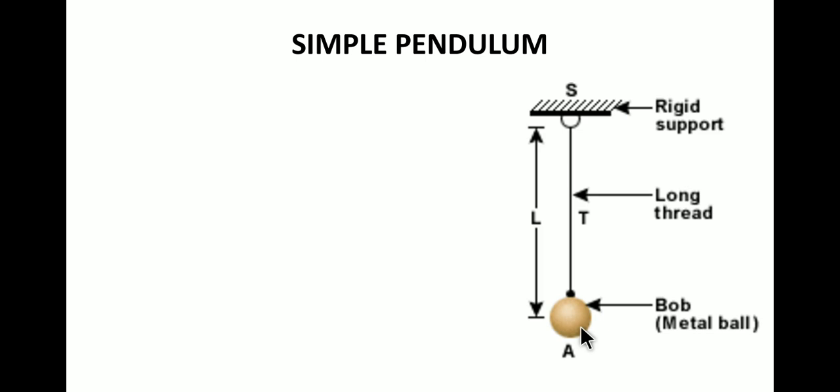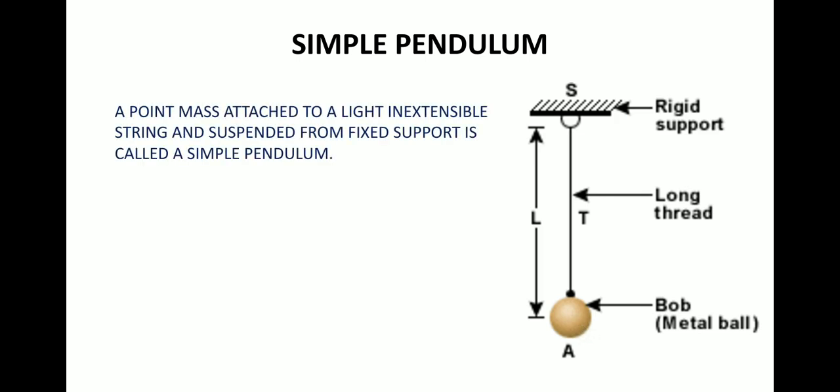So if we have to define a simple pendulum, then we can say that a point mass attached to a light inextensible string and suspended from a fixed support is called a simple pendulum. So here we can look at the figure and also, with the help of the definition, we can understand what a simple pendulum is.